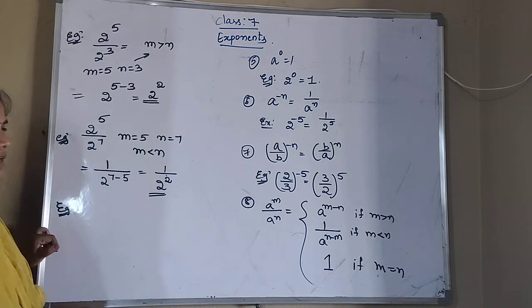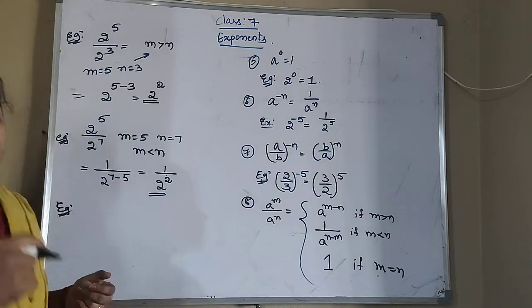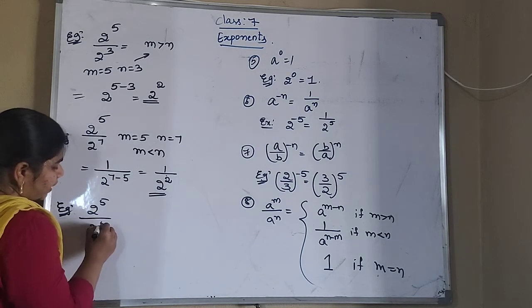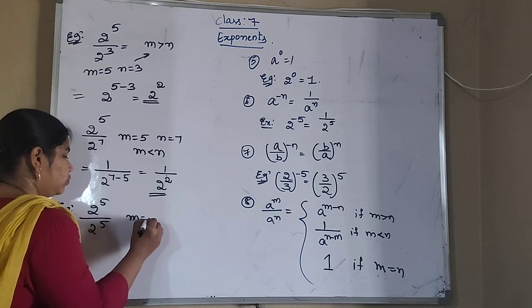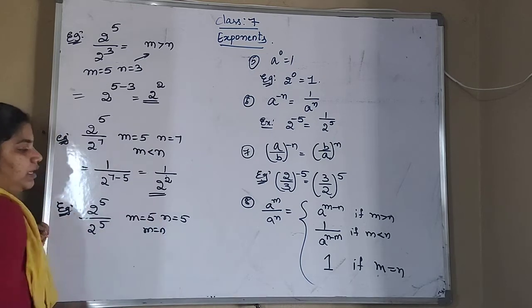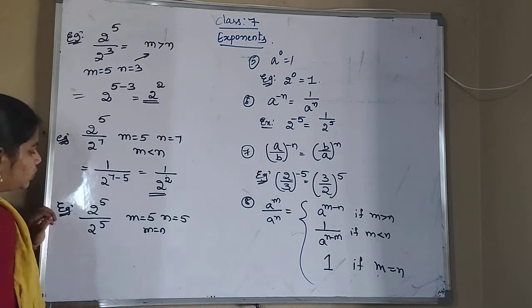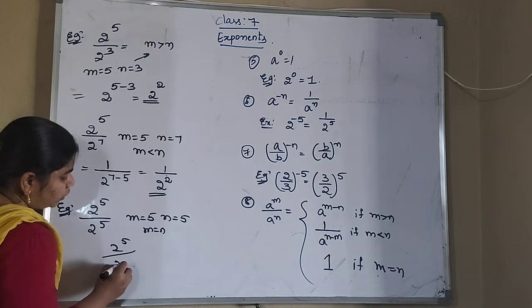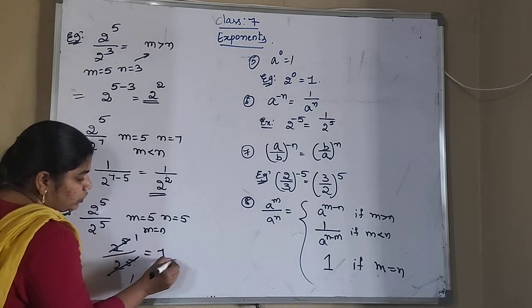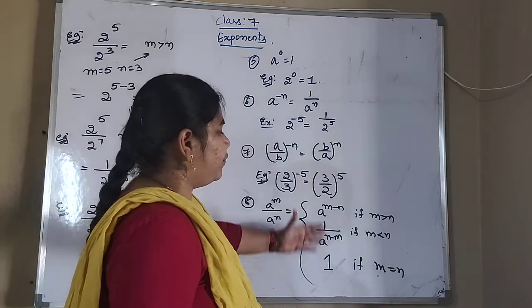So what is that? m is equal to n. Whenever the m value and n value are equal, the result will always be 1. So I am taking 2^5 / 2^5. Here m is 5 and n is 5, which means both values are equal. So what result will you get? You will get 1. How? 2^5 by 2^5 means 2^5 ones are 2^5 ones, which equals 1.